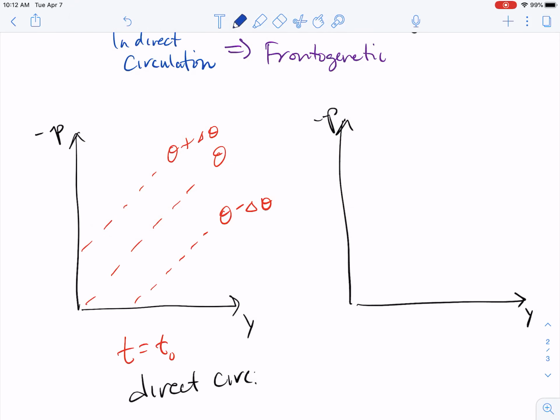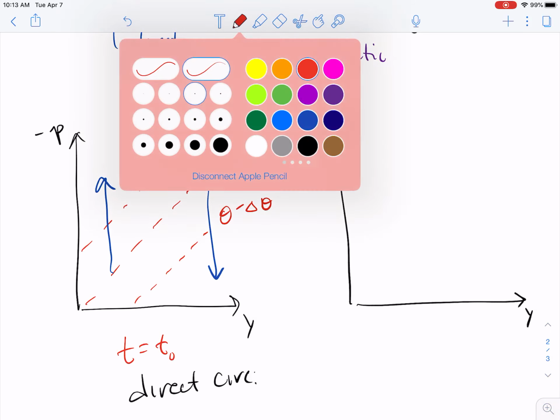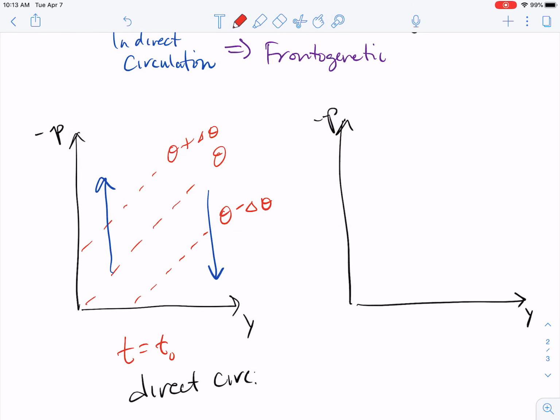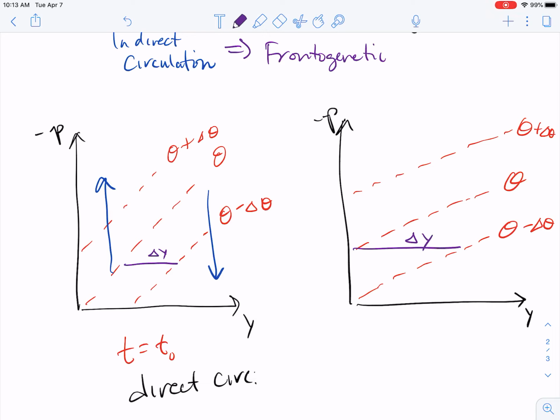Such that our direct circulation is going to have warm air rising, cold air sinking, and how is that going to affect our temperature gradients? And so we might see that our theta looks something like that. Theta minus delta theta, theta plus delta theta. Such that now if we look at our change in y here, we would see that it is much different and that our direct circulation is frontolytic. We are going to decrease the temperature gradient as the result of a direct circulation.